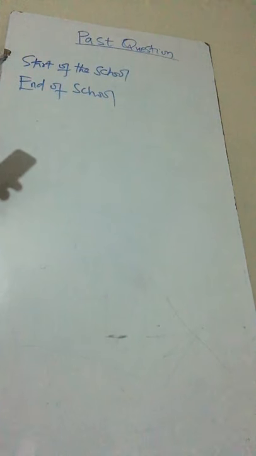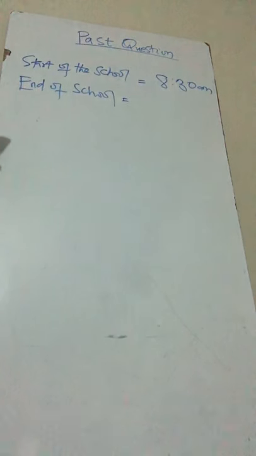Now let's go to number seven. Okay, with number seven, we've been given two times. We have the start of the school and the end of school. For the start of the school, the shorter hand is on the 8 and the longer one is at the 6. And so the start of the school is 8:30 a.m. And then for the end of the school, the shorter hand is on the 2, the longer one is on the 12. And so it means that they close at 2 p.m.